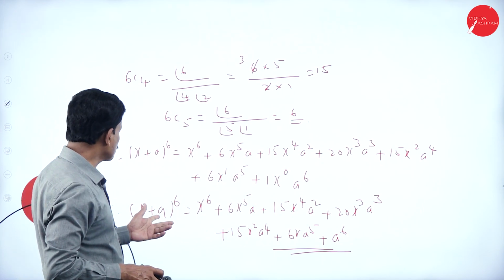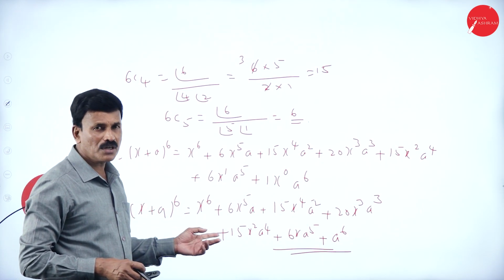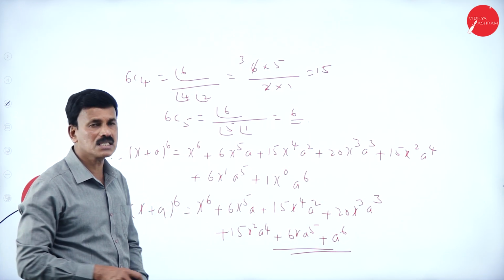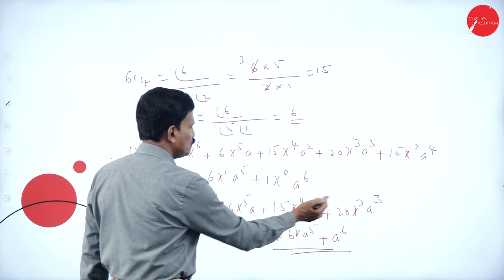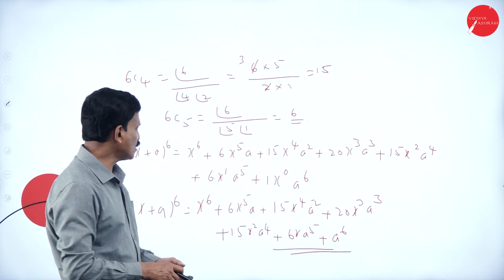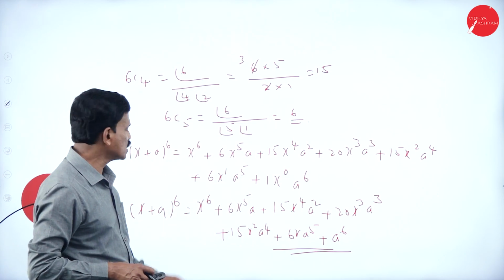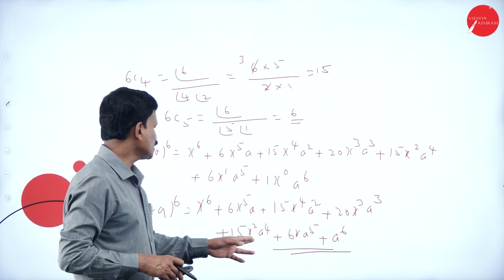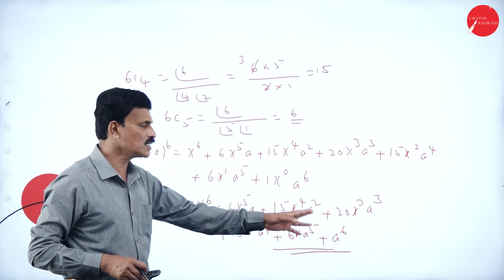See the number of terms according to the statement. The number of terms in the expansion of (x plus a) to the power of 6 is 6 plus 1, which is 7. Check: 1, 2, 3, 4, 5, 6, 7 terms are there. There are 7 terms. And again the power of x goes on decreasing: x power 6, x power 5, x power 4, x power 3, x to the power of 2, x raised to 1 and x power 0.